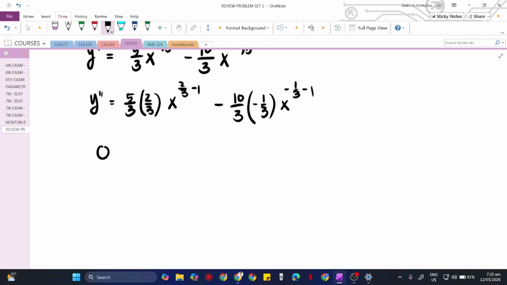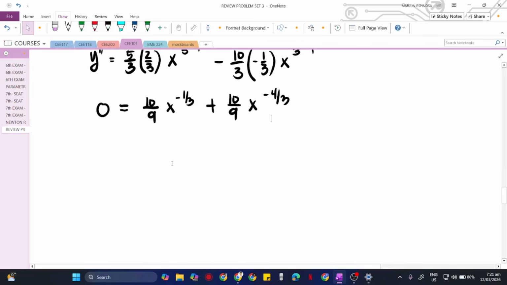Then, equate natin yan to 0. Yung second derivative natin, equate natin to 0. So, simplify na natin to. We have here 10 times 9, no? X to the 2/3 minus 1, that is the same thing as negative 1/3. Then, minus, ito, magiging positive na pala. Negative times negative, magiging positive, 10/9. And then, we have here x to the negative 1/3 minus 3/3, or that is negative 4/3.